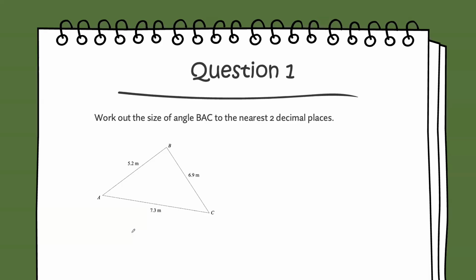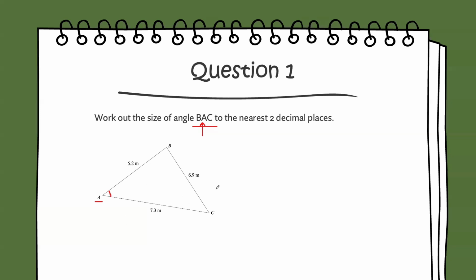In some examples here. So for example, in the first question, we have to work out the size of angle BAC. Now remember, with angles, we're always looking at the middle letter. So the middle letter is A here. So the angle we're looking at is the one adjacent to the corner A, or the vertex A. You can see that this triangle is not a right angle triangle, and the information that we're given is three sides.